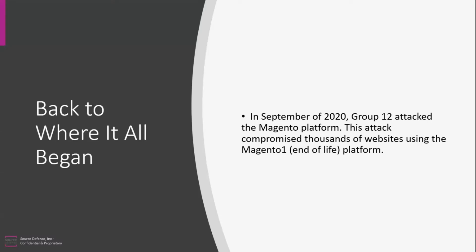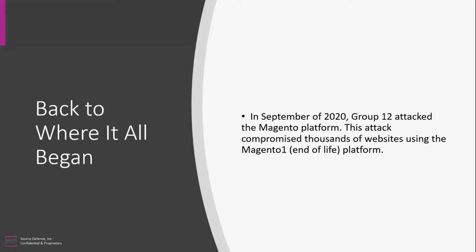So if we go back to where it all began, back to that September 2020 attack, Group 12 attacked the Magecart platform. This attack compromised thousands of websites using that Magento end-of-life platform. There are a handful of reasons for this, including the expertise that those attack groups have gained by compromising the Magento platform for years.